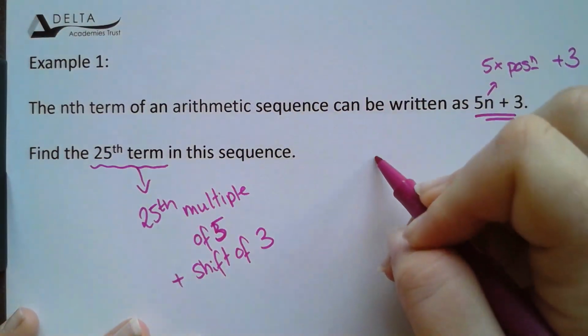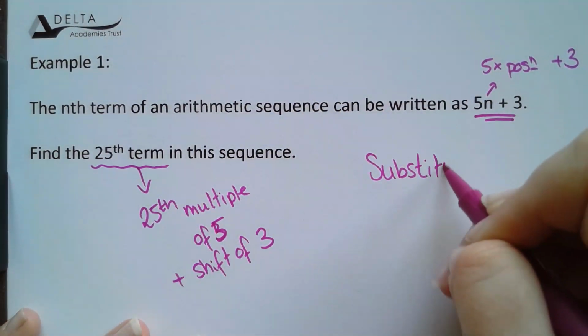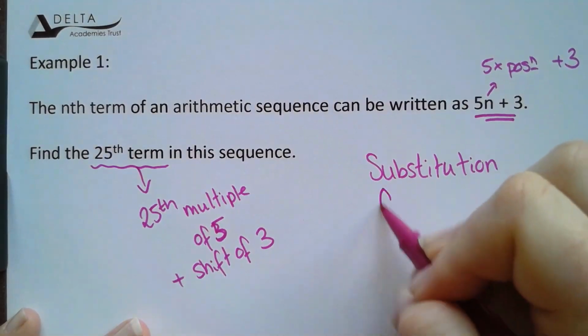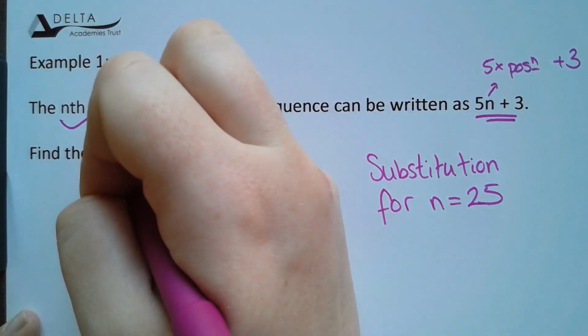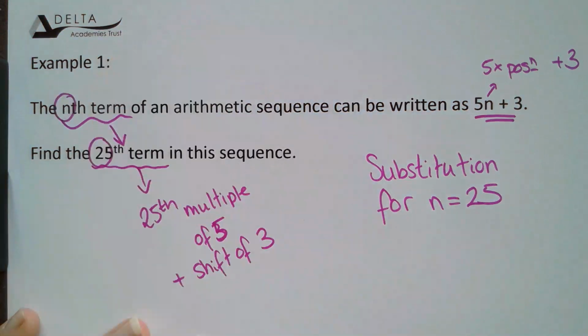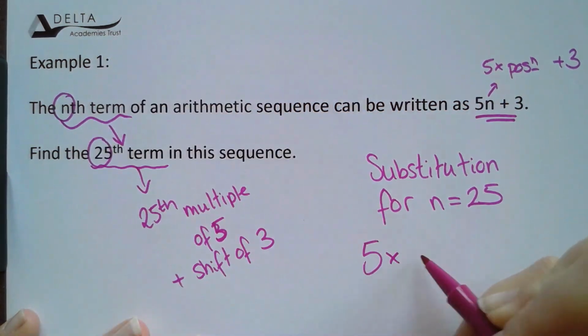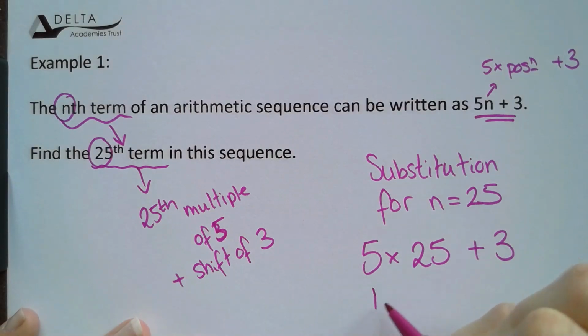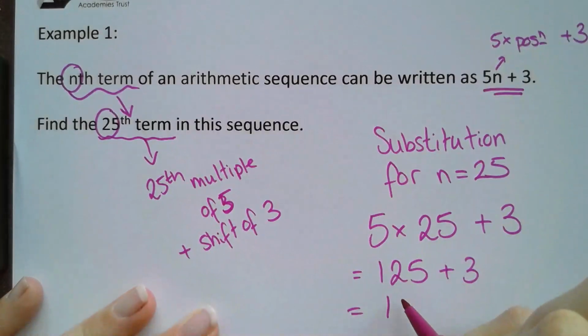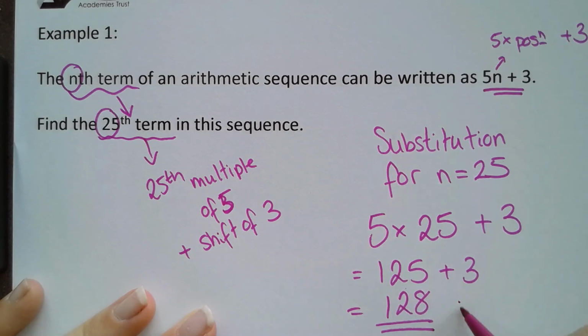What we're really doing is substitution. For n being 25. So this was the nth term, I'm moving to the 25th term, so n and 25 are the same. We're going to do 5 times 25 and then add 3. 5 times 25 is going to get me 125, plus 3 gets me 128. So 128 is the 25th term.